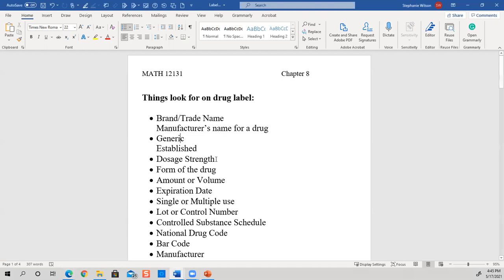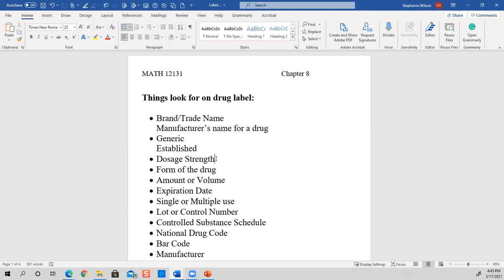Dosage strength. What is a dosage strength, guys? Dosage strength is the amount versus the strength. So basically, if you go get a bottle of Tylenol and it says 250 milligrams and then it says 100 tablets, then that means every one tablet is 250 milligrams. That is dosage strength. Dosage is telling me the amount or the volume.